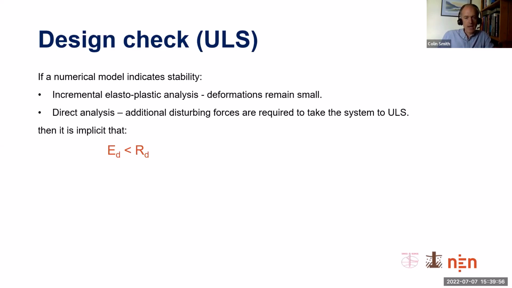So taking a step back, if we're using a numerical method to assess stability, and we might be using an incremental elastoplastic analysis and looking to make sure that deformations remain small, or we can use a direct analysis, looking directly at stability, perhaps using limit analysis, and establish that it's stable if, for example, additional disturbing forces are required to take the system to ULS. In a numerical method, if either of those are achieved, then it's implicit that our design action is less than our design resistance.